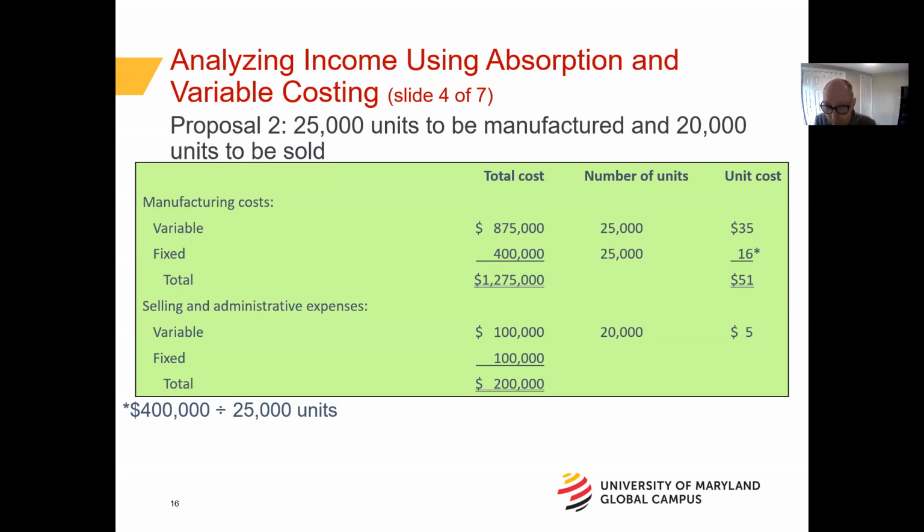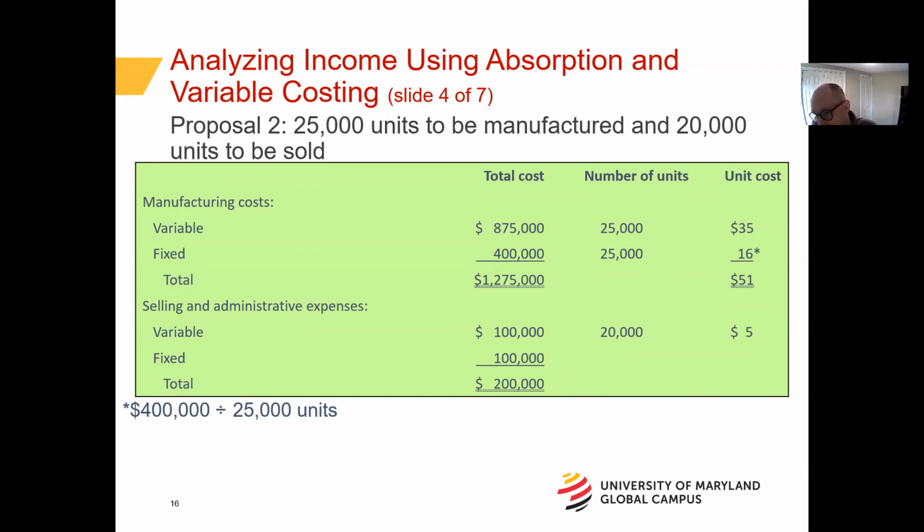Now here's where it gets different, because remember, in order to calculate the fixed cost per unit, you take your total fixed costs of manufacturing and divide by the number of units manufactured. So 400,000 divided by 25,000 is $16 fixed cost per unit, which gives us a new total unit cost of $51 per unit at a total manufacturing cost of $1,275,000.